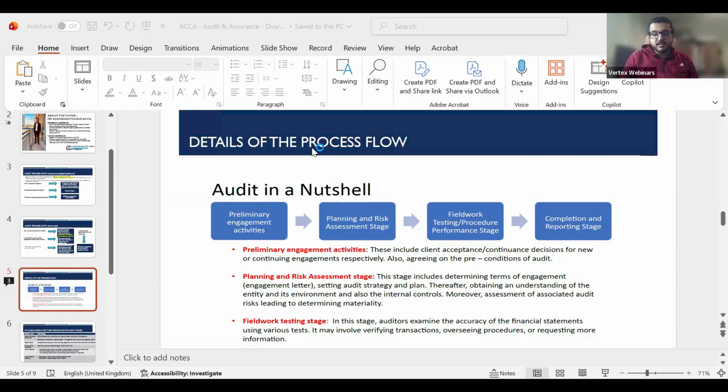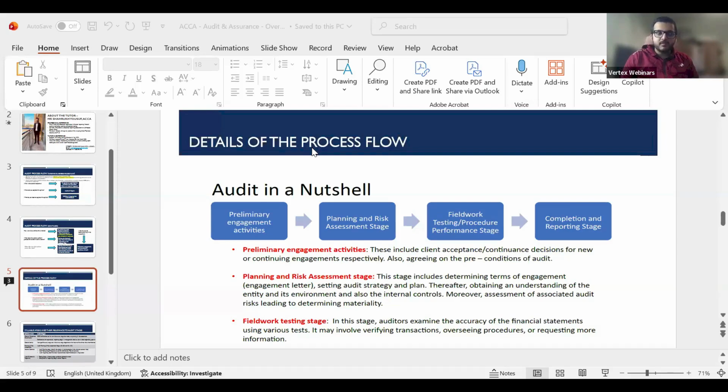Thereafter, once that's done, you obtain an understanding of the entity and its environment. This is very important, because if you don't have an adequate understanding of what the entity does and its environment, you're at a loss. The environment basically means the systems and processes: if they've got CCTV cameras at their entrance, if they've got two different senior personnel reviewing the work of their juniors, if they've got good software in place, or different people for different tasks. These are called some of the controls.